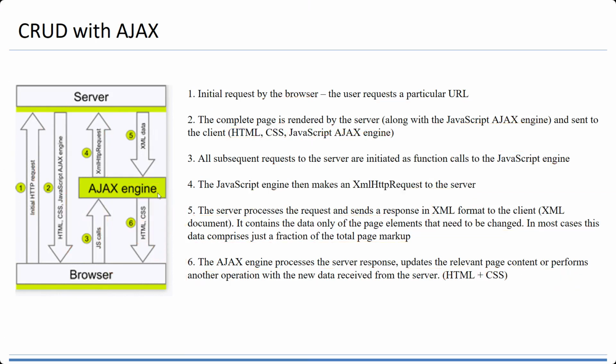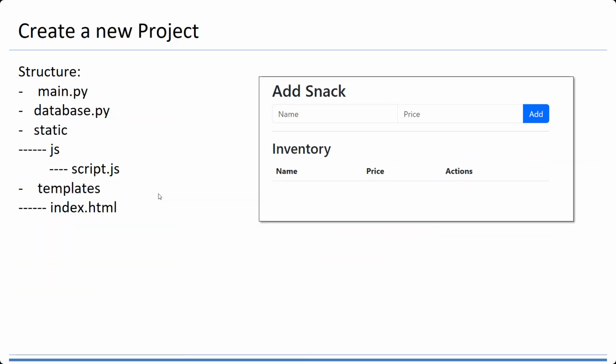So this is the architecture of using the AJAX. Now let's just try to create a new project. For this project, I will create the main, and then I will create the database, and then I will need a JavaScript, and I'm going to have one HTML.